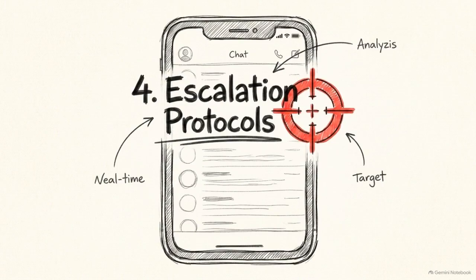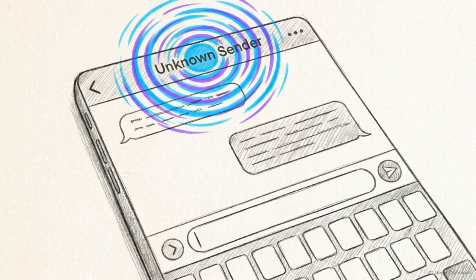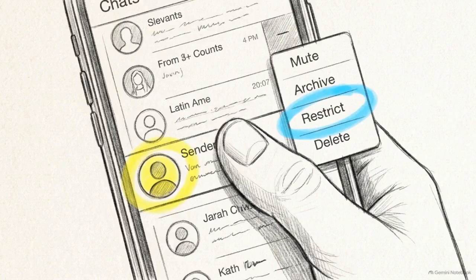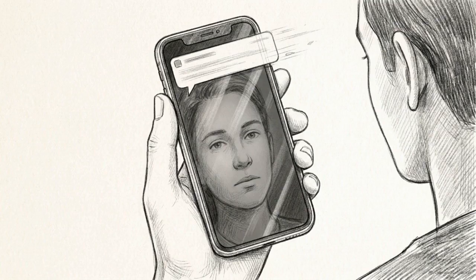Step 4 maps out your chat controls. Open a dummy chat with an unknown sender and tap their profile name at the top of the screen. Scrolling to the bottom of the profile page reveals 3 distinct escalation options. This graphic illustrates the severity levels of each action: Restrict, Block, and Report. Restrict is a low-level tool. It quietly hides a chat without notifying the sender, making it ideal for managing annoying acquaintances.